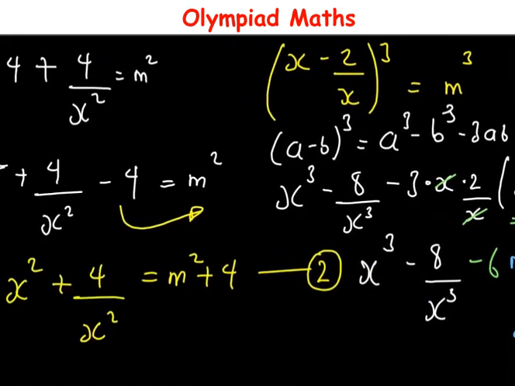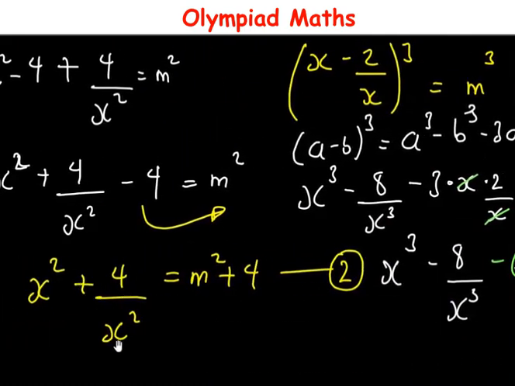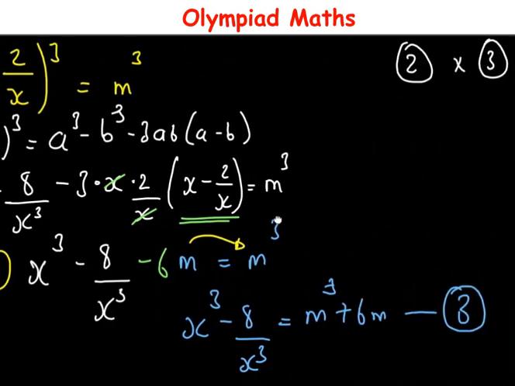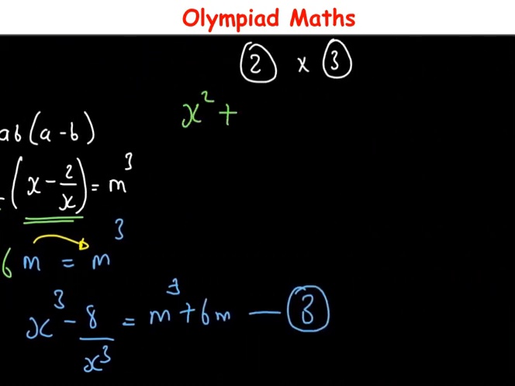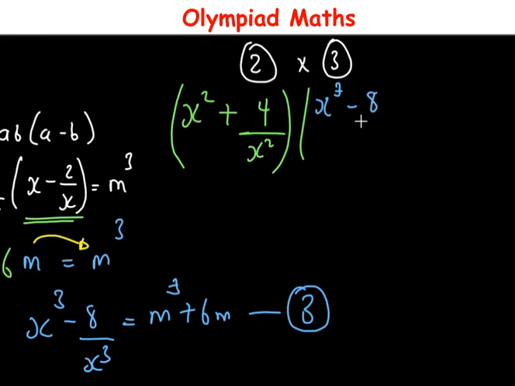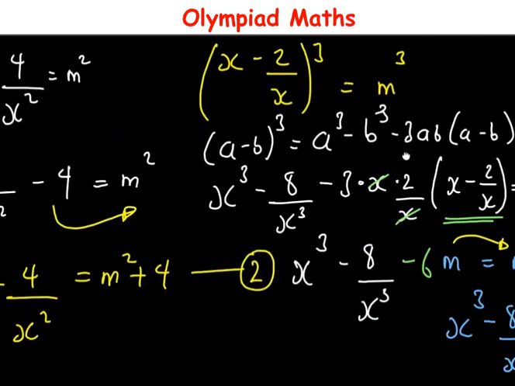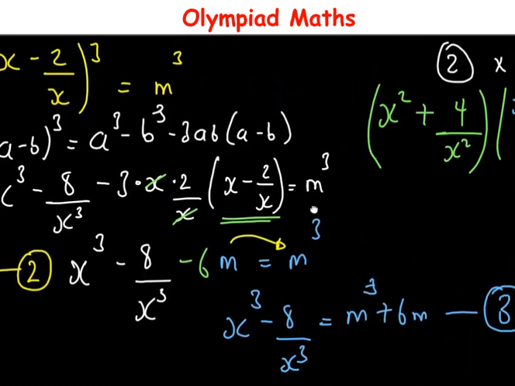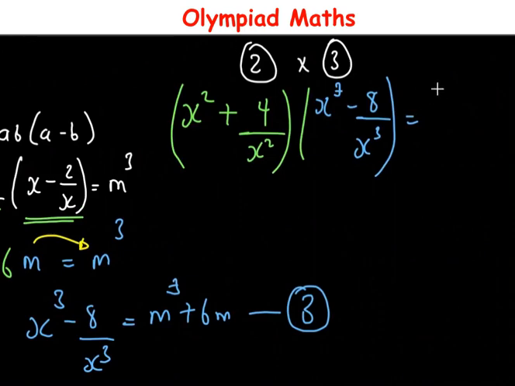Equation 2 is this, that x² + 4/x² equals m² + 4. So we have this x² + 4/x², okay, and equation 3 is this, we have x raised to power 3, then minus 8 over x³, and this equals equation 2 is m² + 4, so we have multiplied by m² + 4, and equation 3 is, we have m raised to power 3 plus 6m.